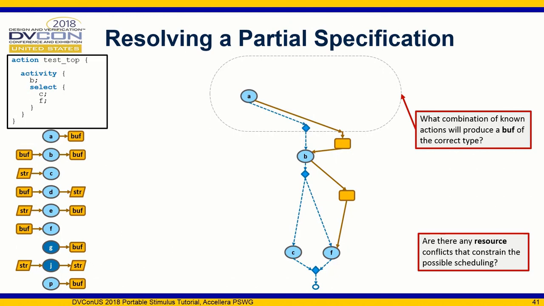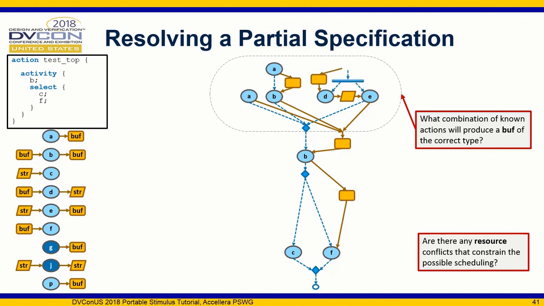That's a valid solution. I could also do a B, because B also produces a buffer. But then that B has to be fed from somebody. So that B can be fed by an A. I also have an E. E produces the right kind of buffer on the output, but E has a stream input. So now I got to feed that stream input.